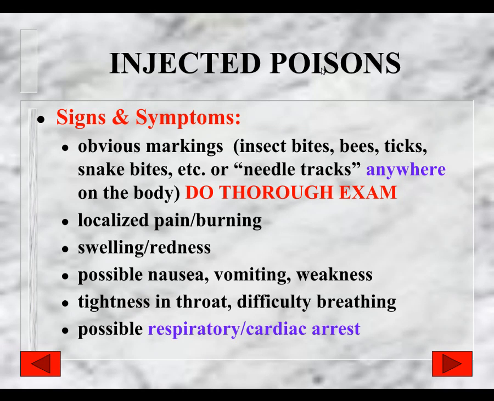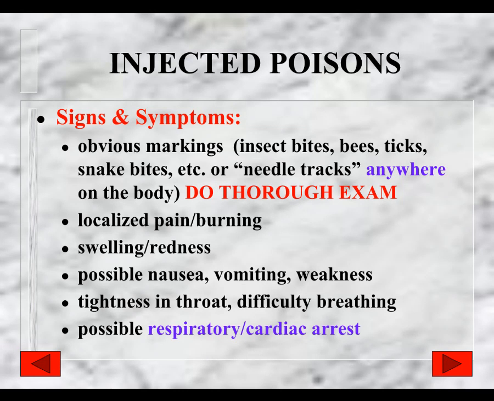Injected poison. Signs and symptoms would be obvious: bee stings, where there's been a tick, a snake bite, puncture marks in the skin of any kind. If it is drug related, there'll be needle tracks, where you can tell that someone has injected something into a vein, and they'll be bruising around it. They'll have localized pain and burning where there was a snake bite or a bug bite.